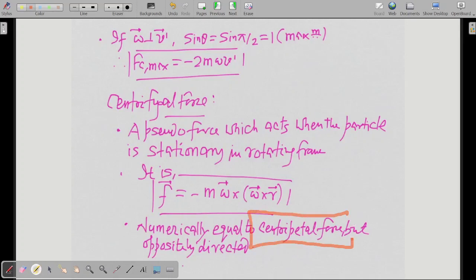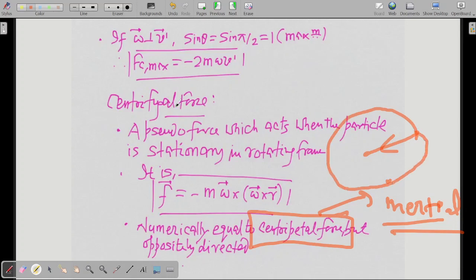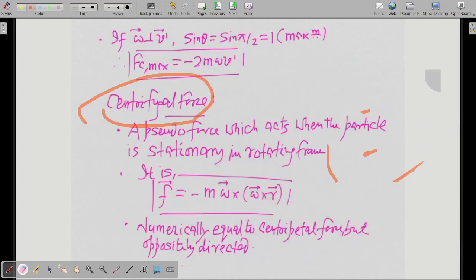The centripetal force will be seen with respect to what? Inertial frame, that is a stationary frame or a frame moving with uniform velocity. That inertial frame will see this centripetal force acting towards the center in the case of a rotating body. And this centrifugal force will be seen by someone who is rotating along with it, sitting over here. He or she will feel that this same magnitude force is acting in the opposite direction. So that's what has been described over here. It is numerically equal to centripetal force but oppositely directed, so we denote it by the negative sign, okay.